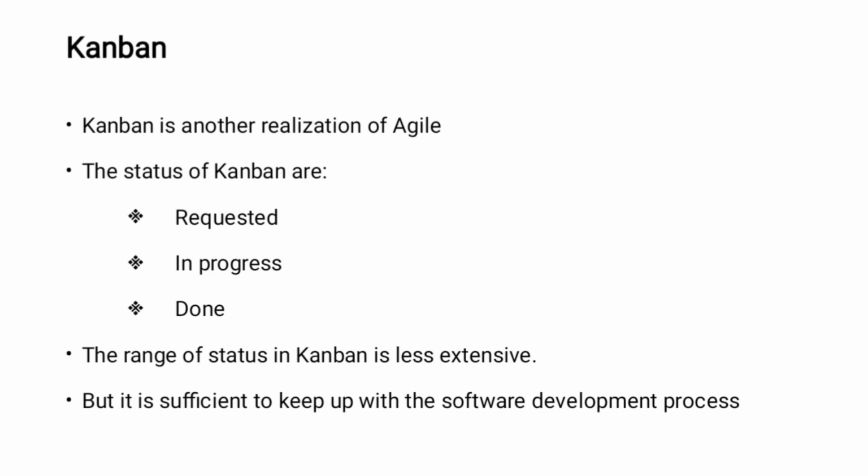Kanban. Kanban is another realization of Agile. The statuses in Kanban are requested, in progress, done. These show the progress of the work. The range of statuses in Kanban is small, but it is sufficient to keep up with the software development process.